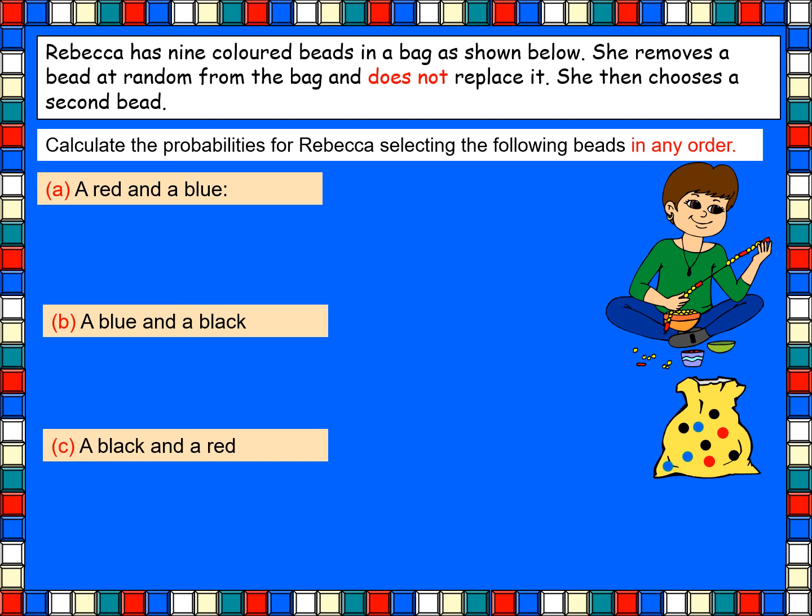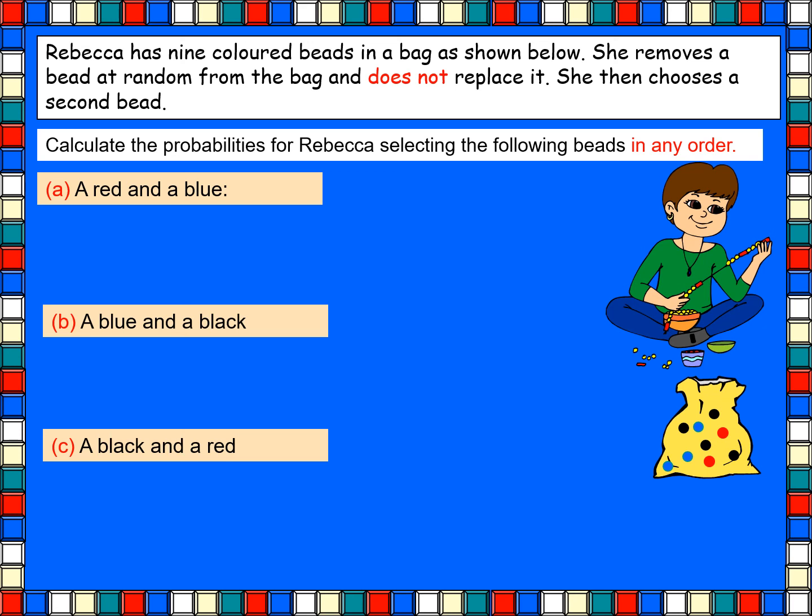Rebecca has 9 coloured beads in a bag as shown below. She removes a bead at random from the bag and does not replace it. She then chooses a second bead. Now, just in case you can't see the beads, okay, there are 4 black beads, 3 blue beads, and 2 red beads in that bag. And we have to calculate the probabilities for Rebecca selecting the following beads in any order.